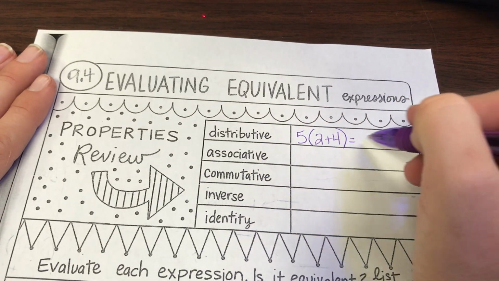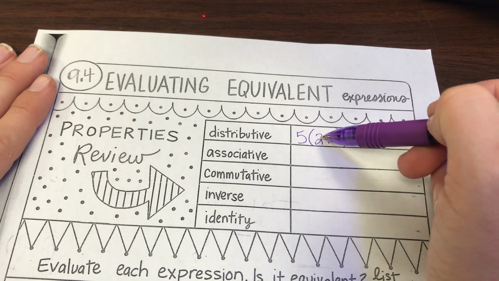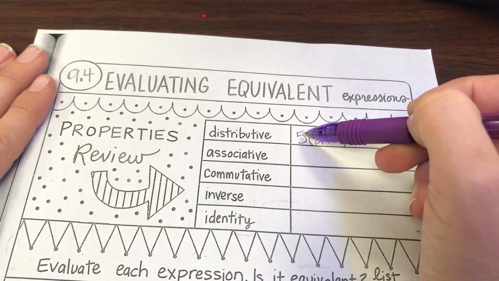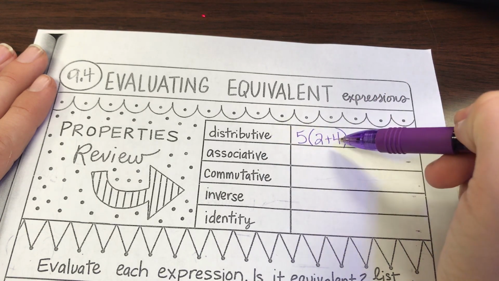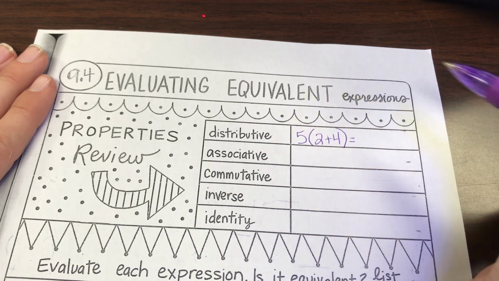So we're going to write this out a little bit differently. I know that you can say 2 plus 4 is 6 and then multiply by 5. But I want you to show me an example of the distributive property. Okay, we're not really trying to solve this. We're trying to show the distributive property.